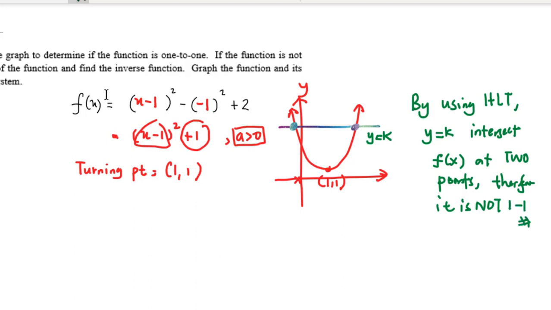So the restricted domain will be based on the turning point. How are we going to write it? We just write down the restricted domain as 1 to infinity, or negative infinity until 1.